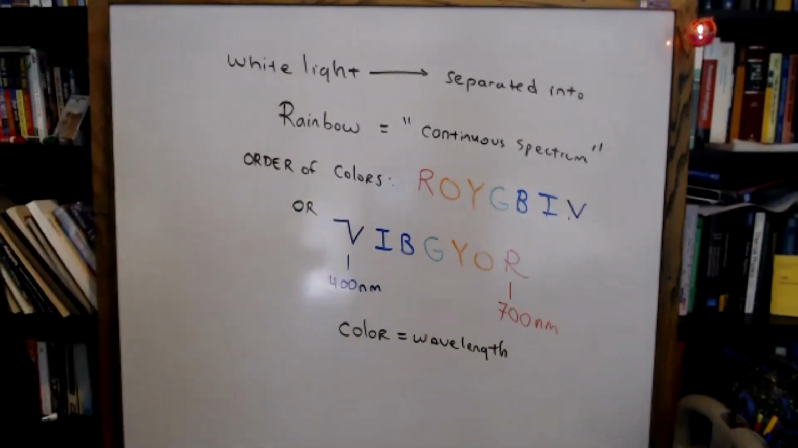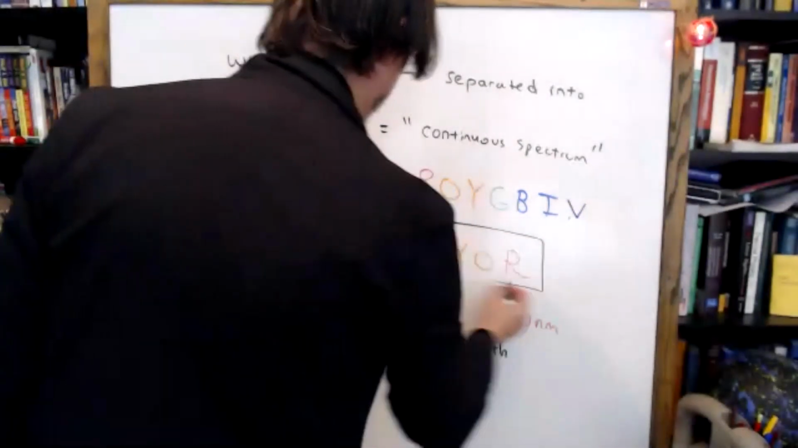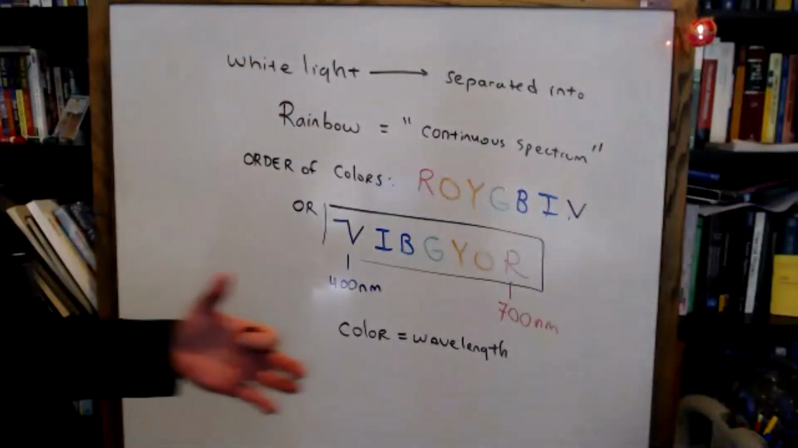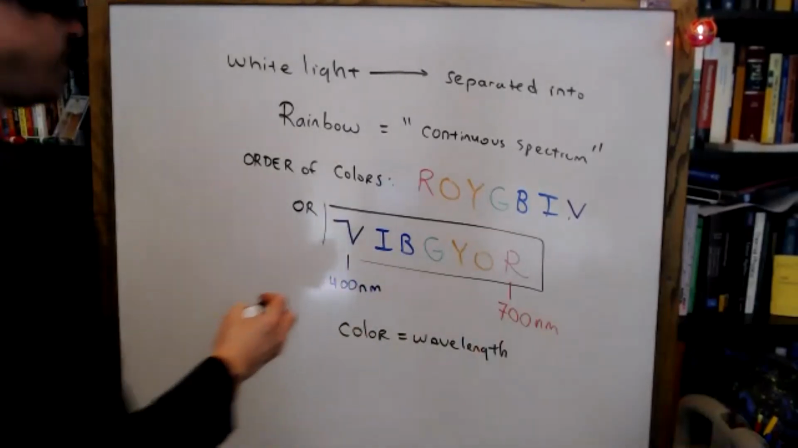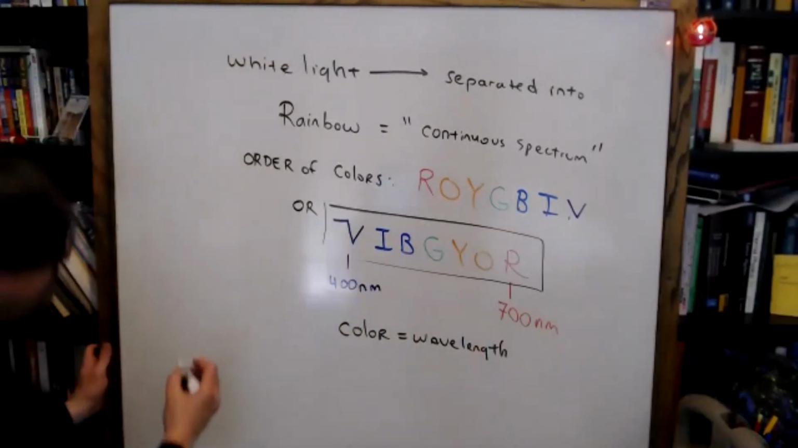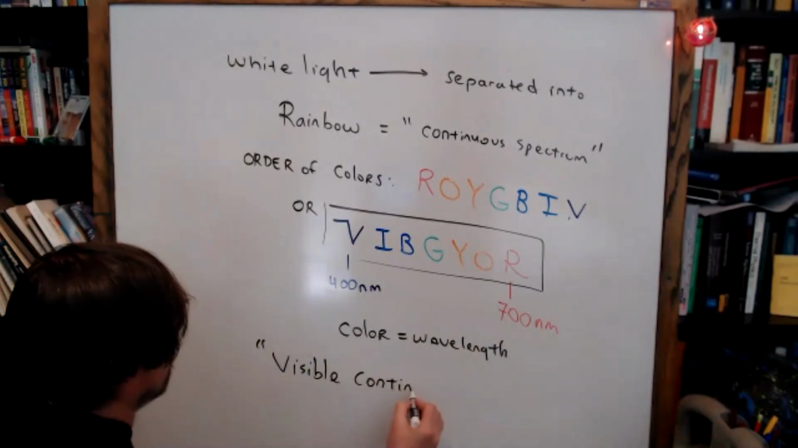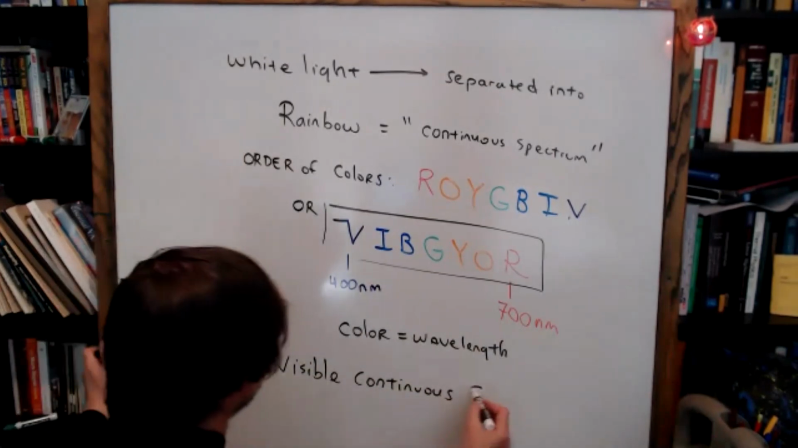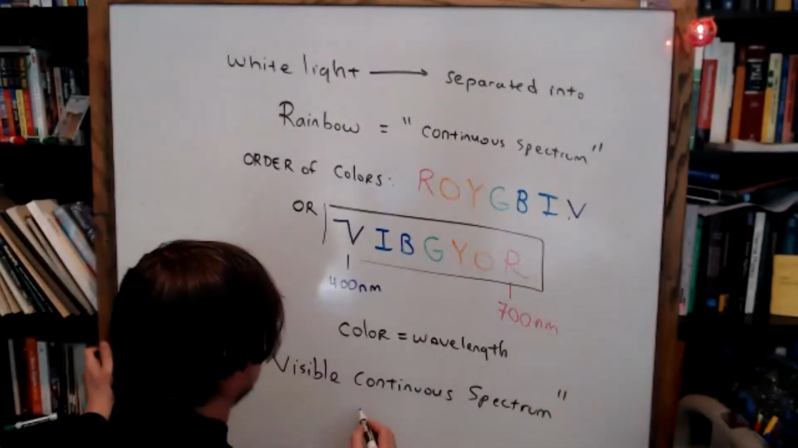This spectrum here is sometimes known as the visible spectrum because it's the wavelengths of light that your eyes are sensitive to. So we sometimes call it the visible continuous spectrum. And that's just another way of saying the rainbow.